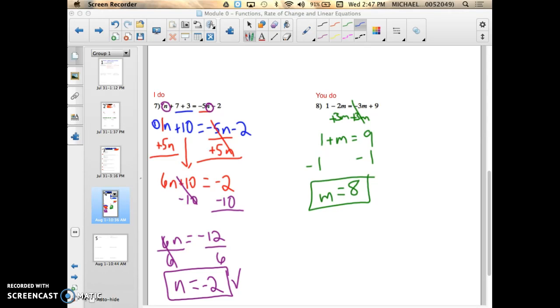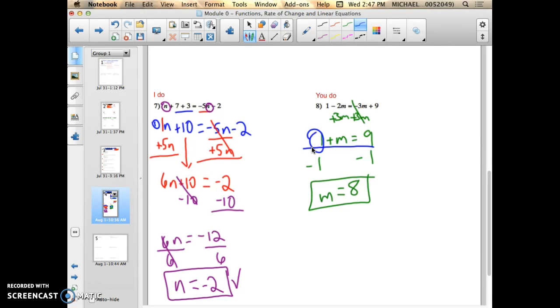I moved variables from the right-hand side to the left-hand side in this step, right here. And then I moved my numbers, the 1, I subtracted over to the other side, so then I had only variables on one side, only numbers on the other side. And in this case, that actually solved the equation. So again, if you didn't get that for your answer, please raise your hand so we can go over it.